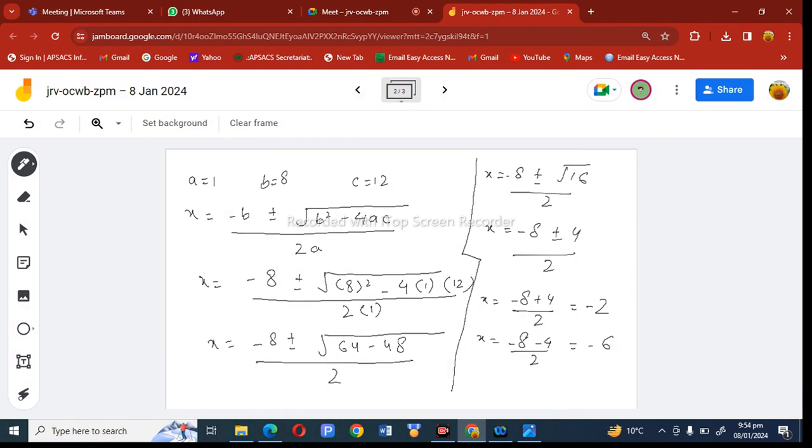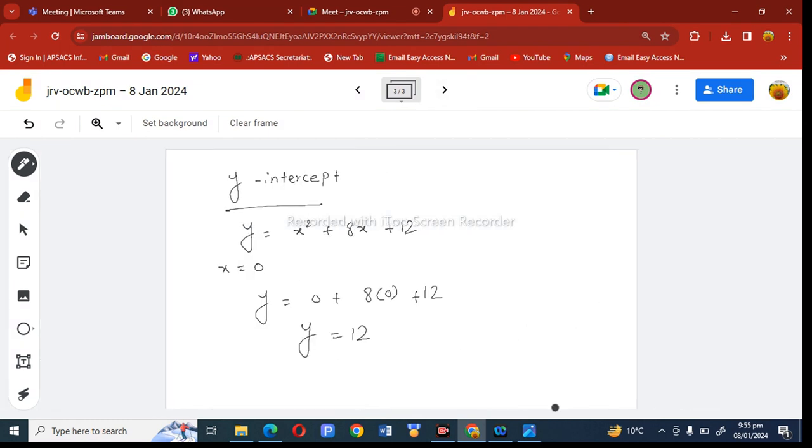Now when you have to find the y-intercept, you have to use the same quadratic equation, and you just need to substitute x is equal to 0. When you substitute 0, 0 squared is 0, 8 times 0 is 0, and just 12 will be left. That is your y-intercept. So this is how you have to find the y-intercept. Okay, I hope that this is clear to you.